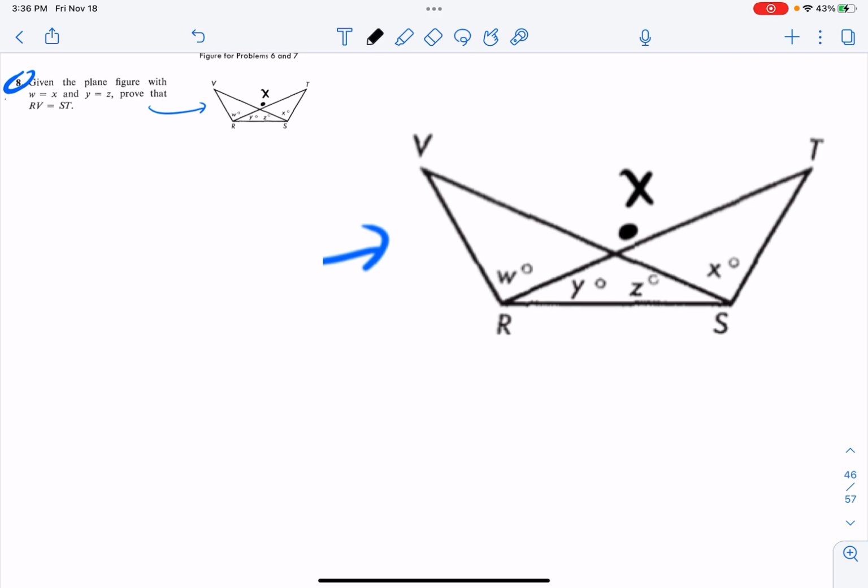So I can mark up my diagram. I know this matches this. I know this matches this. So we have a parts and wholes argument going here. So the very first thing I'm going to do is wrestle with this parts and wholes thing. If this black part up top matches this black part in the bottom, if orange in the top matches orange in the bottom, then this whole angle here at R matches this whole angle here at S. But we need some steps to actually spell that out.